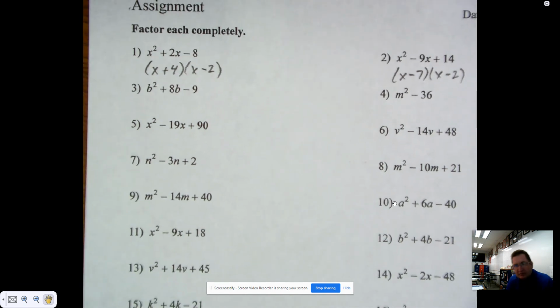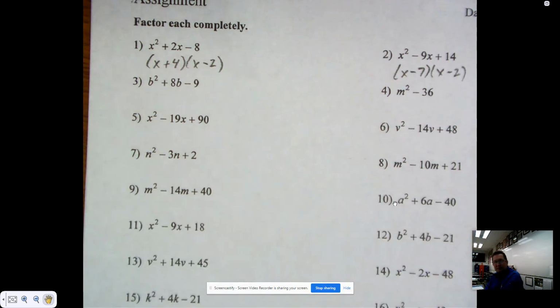You can see this is the worksheet that was actually handed to you after the test last week. And so it's a review of factoring. And so the first two are done for you, as you can guess. Let's just sort of get to the third one, and we'll just talk about it a little bit.